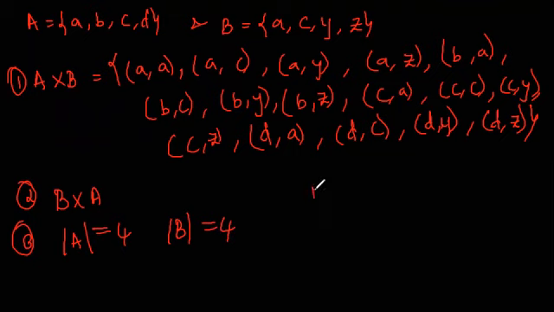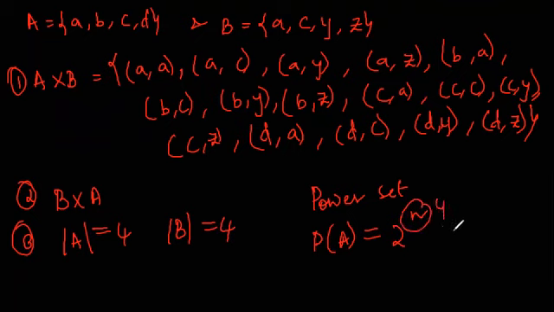Now, what about the power set of A? Power set is denoted by P of A. You have 4 elements. So the power set, if you remember, has the formula 2 power n. So n is replaced by 4. 2 power 4, there will be 16 elements. You can find the power set by yourself. So first we have to take an empty set and the set itself. Along with that, we are supposed to take the combination of all the elements of the set.